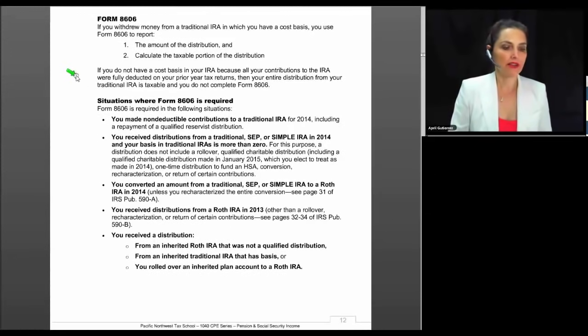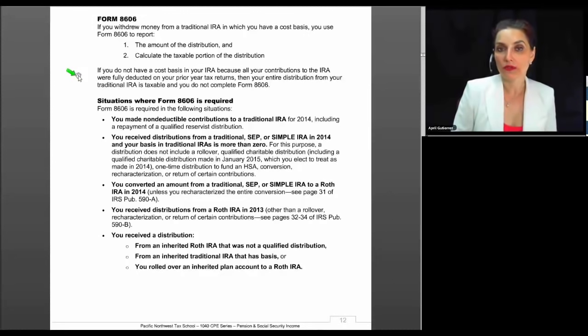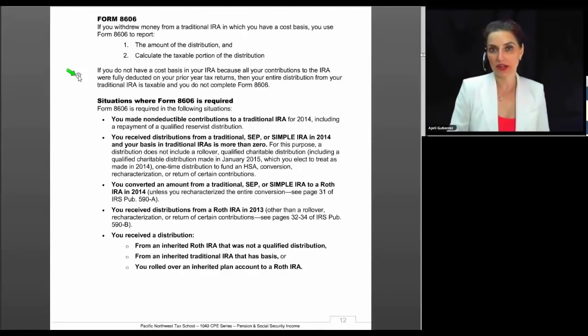If you do not have a cost in your IRA because all contributions to the IRA were fully deductible in prior years, or perhaps the money that came into that IRA is there because it was through simple contributions from your employer, or perhaps it was from a rollover from a 401k plan to your IRA. If any of those applies, then you have no cost in the plan, and that would mean 100% of your distributions are taxable, and you don't need to complete 8606 at all.